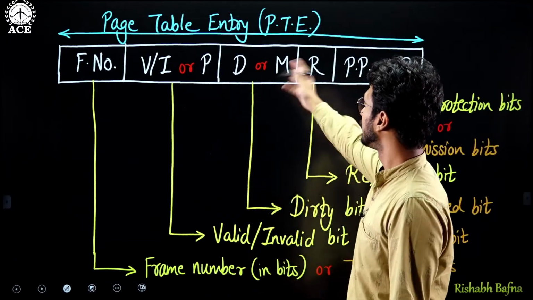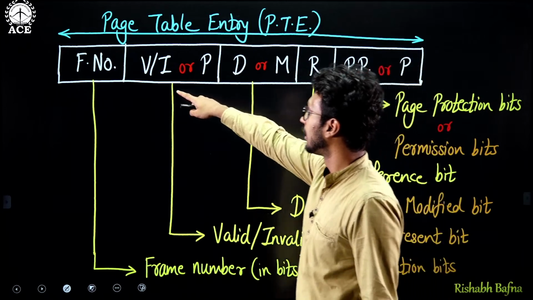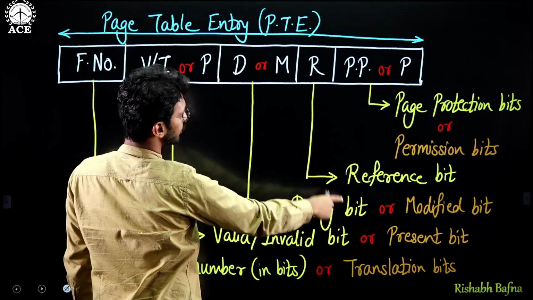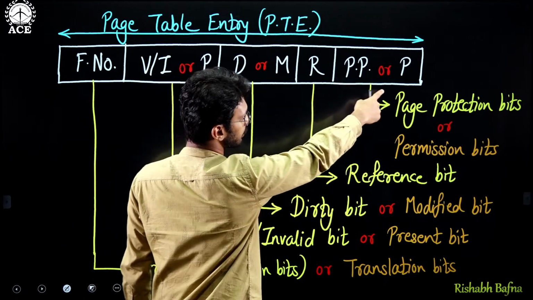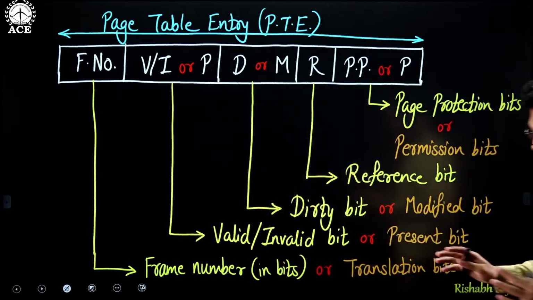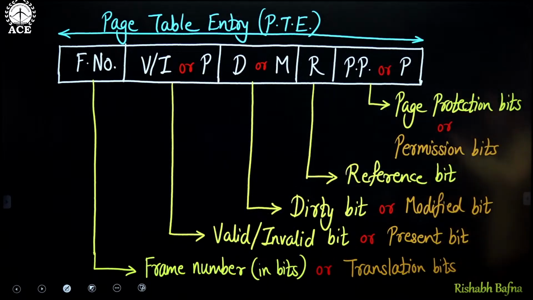Let's see this one. See the page table entry. This is the frame number, valid or invalid bit or present bit, dirty or modified bit. I have mentioned it here. Reference bit, page protection bits or permission bits. Done. Please have a look at this entire diagram carefully. I'm just going outside the frame. Please have a look at this diagram. Read it carefully.